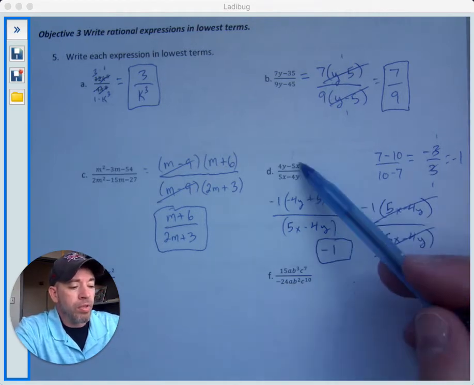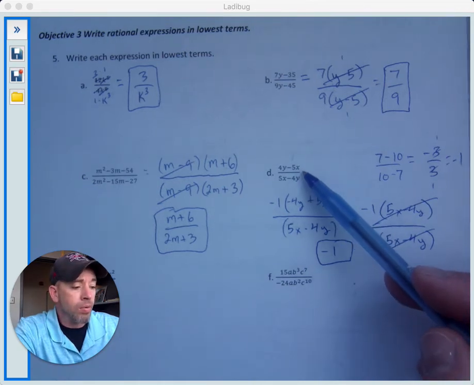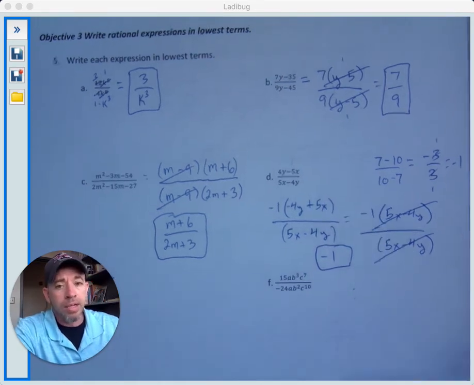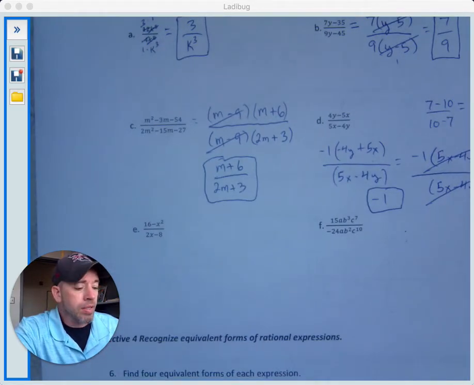So this kind of thing will occur occasionally. After you do a few of them, you might recognize this and just say, oh, I know, this is negative 1. And you might not have to go through this factoring. Alright, let's look at the next one.